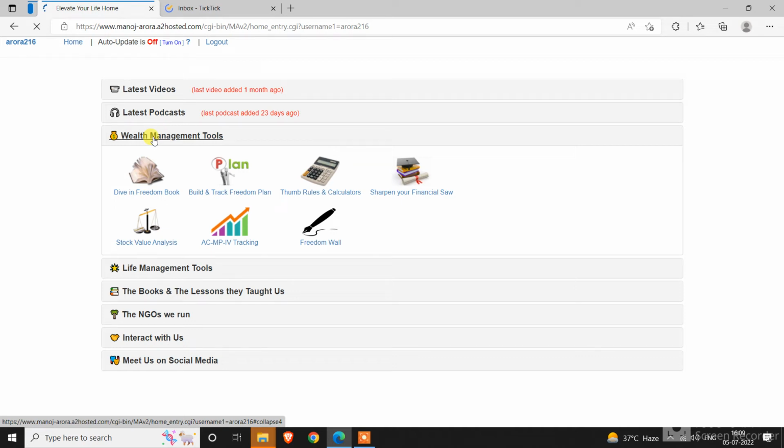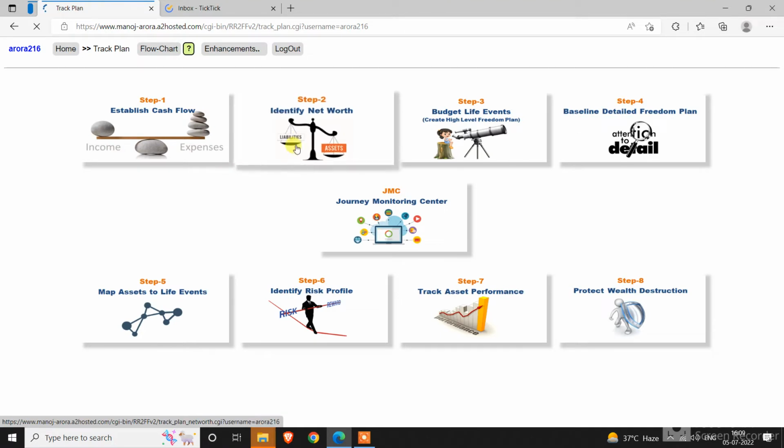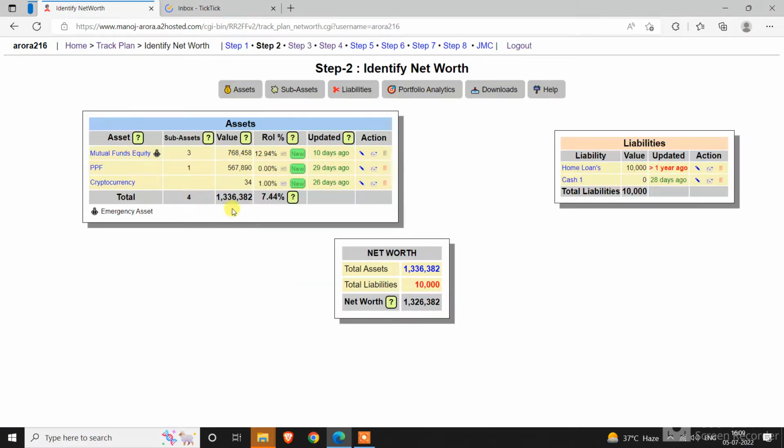So today we're going to talk about tracking the ROI history of our assets, and how we can analyze that. I'm going to go straight away to step number 2, where we have a list of all our assets here. Along with this, there is a column for ROI.